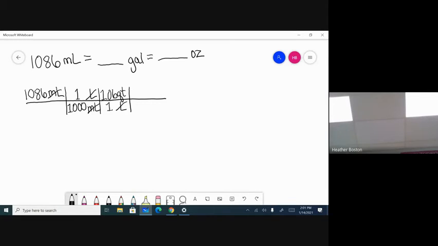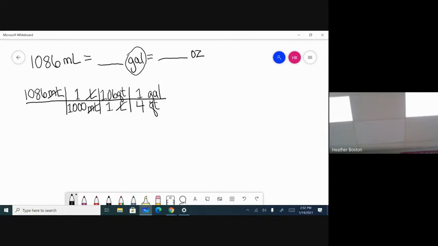Now I'm in units of quarts and I need to get to gallons. How many quarts are in a gallon? 4. So let's remind ourselves, quarts is on the top, so I'll put quarts on the bottom to cancel. And I'm looking for gallons because that's what they asked me to find. There's 4 quarts in 1 gallon.